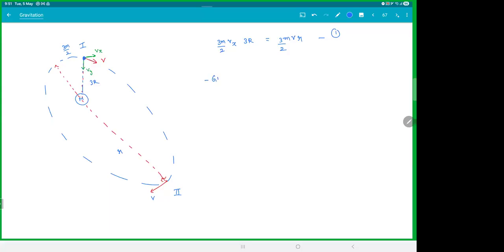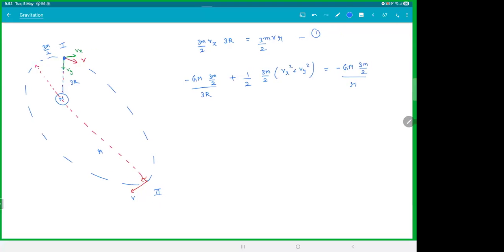Initially, energy will be minus G, capital M, 3m/2, over 3r. That's your potential energy, plus half 3m/2 (Vx square plus Vy square). This is your kinetic energy. This would be minus GM 3m by 2 over small r, plus half mv square.